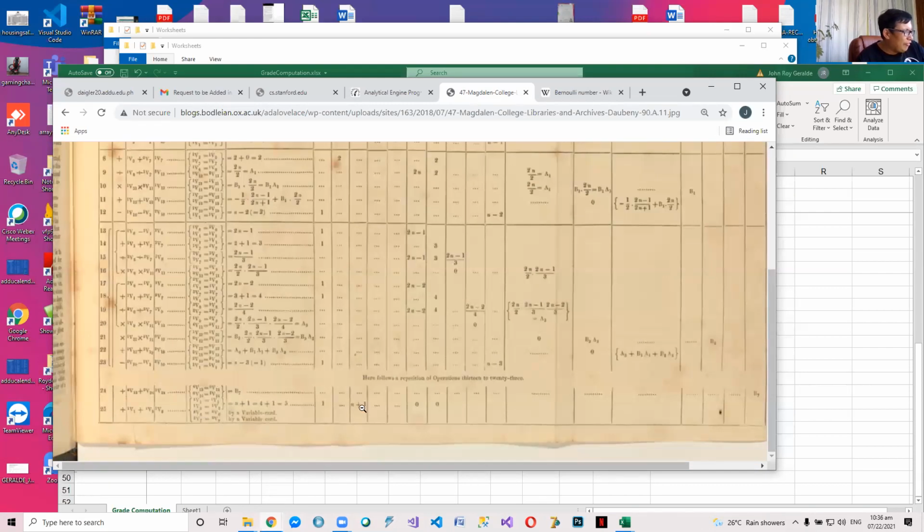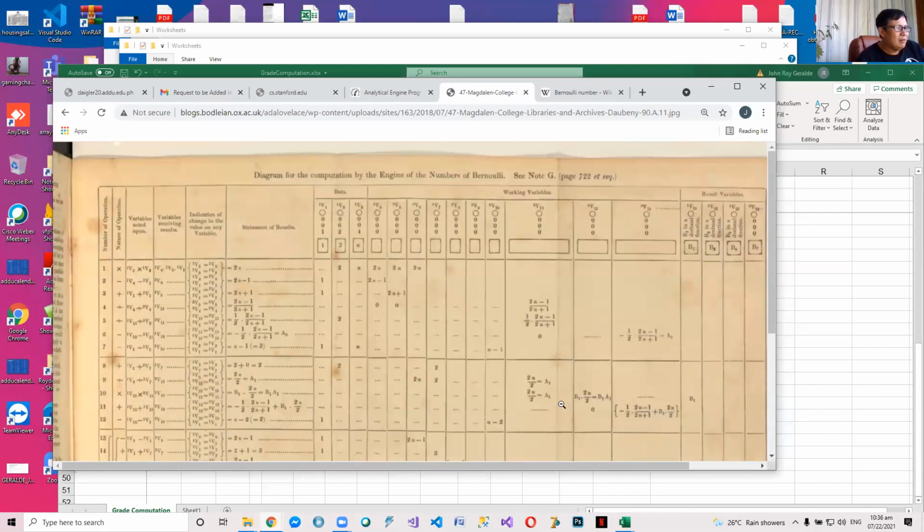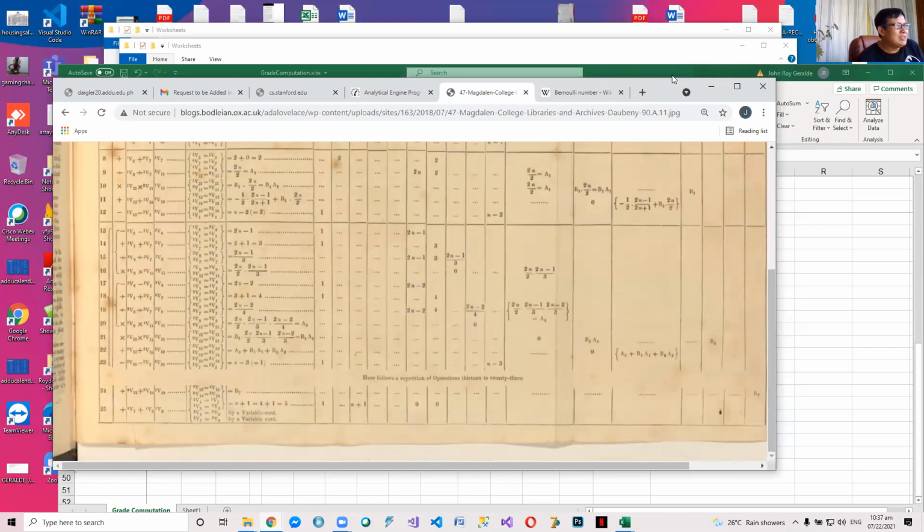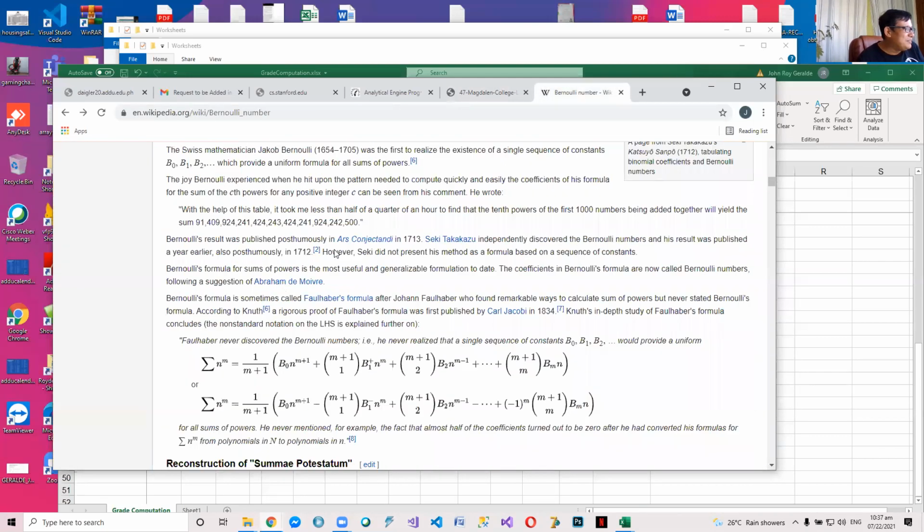The 25th Bernoulli number. These are the working variables. These are the data. This is found in store 2, store 3, store 4, 5, 6, 7, 8. This is the store. And the variables are in 11, 12, and 13. There are many other programs that she wrote, but the most popular was computing the nth number in the Bernoulli series. What is it used for? It has a lot of uses in mathematics, even until today.